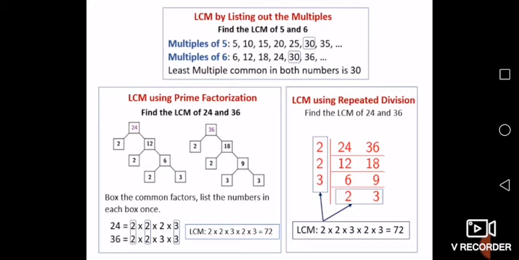Now come to our second method, which is LCM using prime factorization. Here you have been given two numbers: find the LCM of 24 and 36. Now you can find factors, which we have done in our previous exercise also. You can find factors by using a factor tree or by the prime factorization method. That you all know how to find factors.